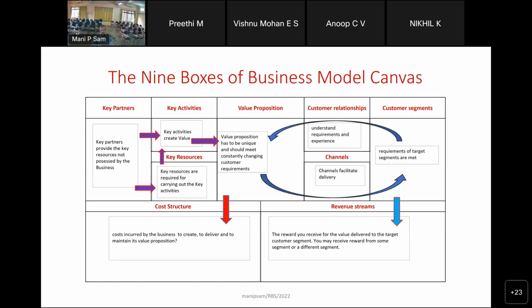And in the cost structure, the value creation gives this to the cost structure, and the revenue streams, customer segment give you the revenue for it. Now what we'll do is we'll go into each one of these boxes and analyze them in detail. And once you finish the analysis, we'll get back to a business situation and put everything together. Any queries at this stage?